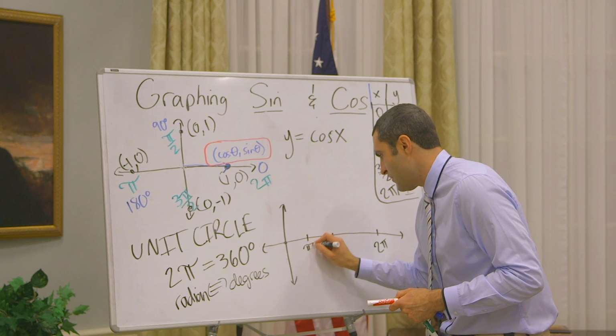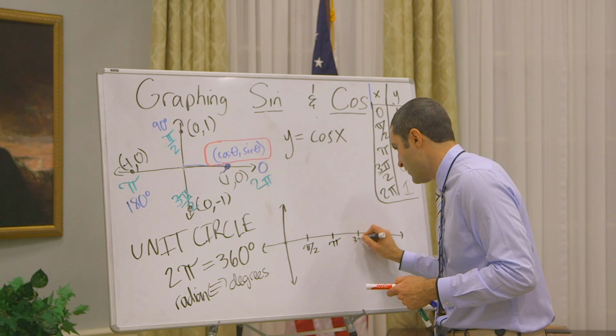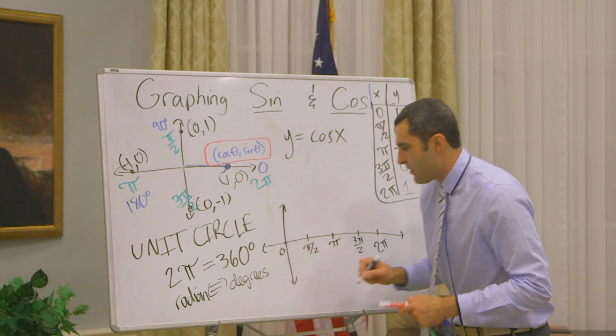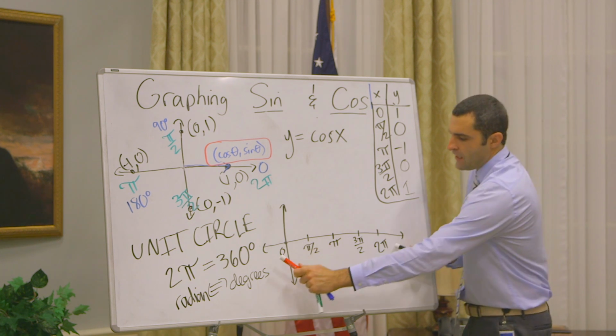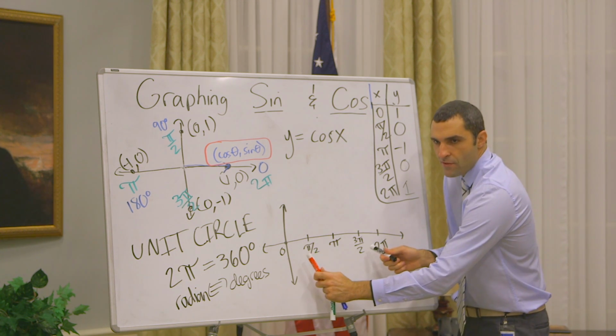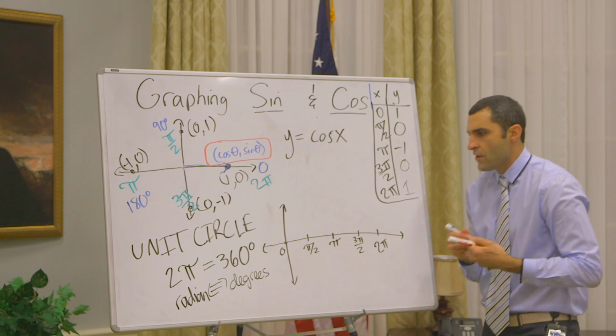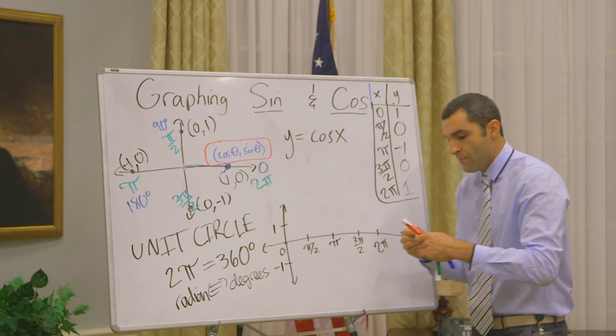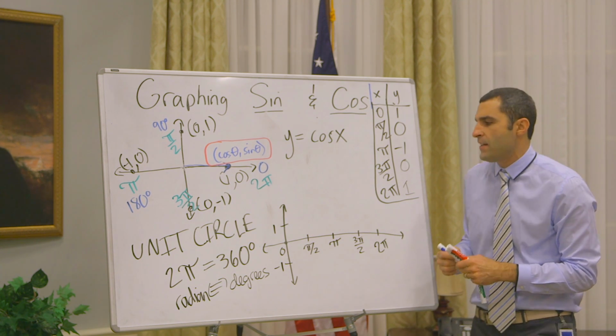Pi over 2. We got 3 pi over 2. You'll notice it's the same increments, including 0. 5 points of interest: beginning and end, middle, and quarters. We go up to 1, down to negative 1, and then plot some points and curve it up.